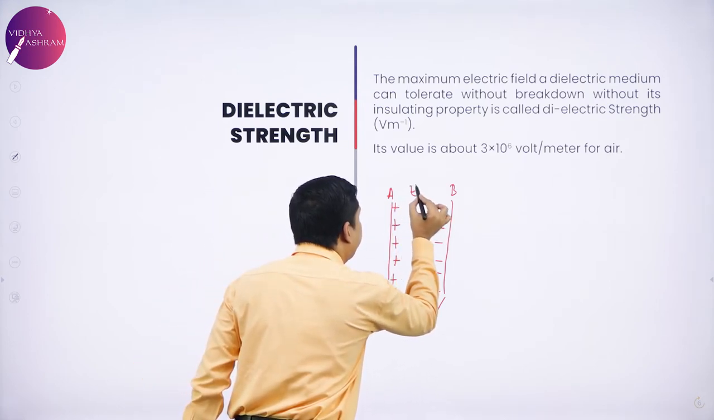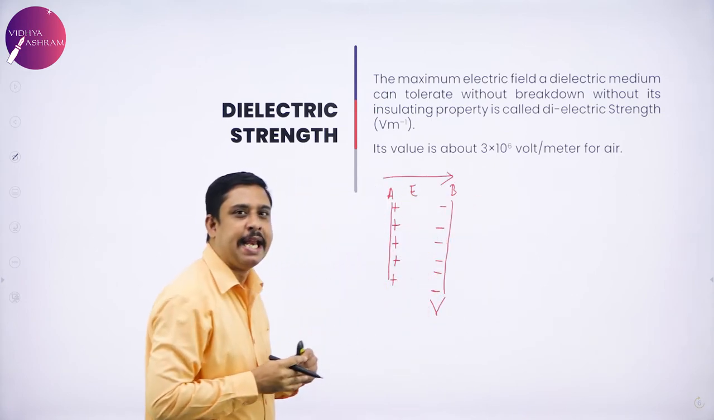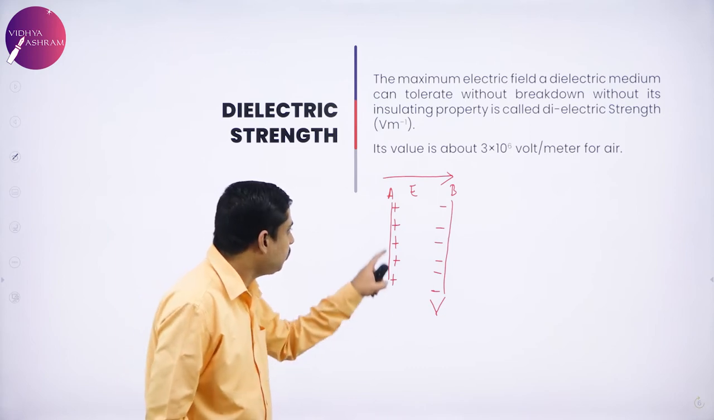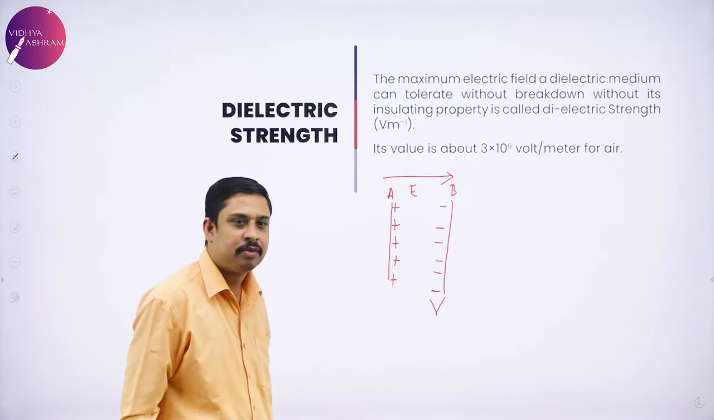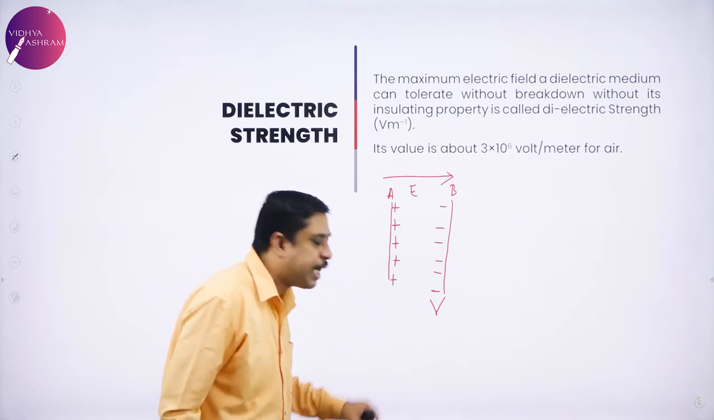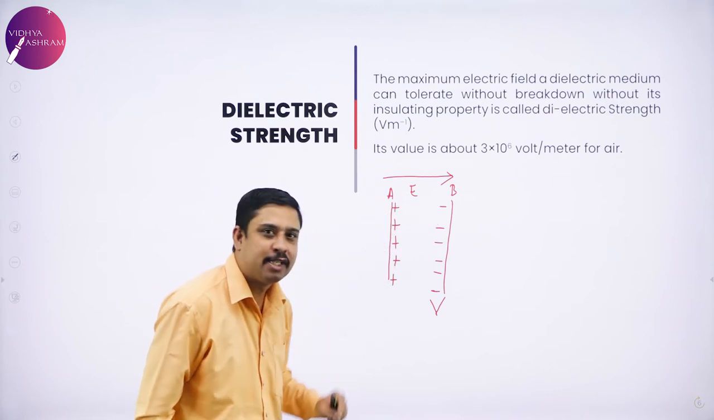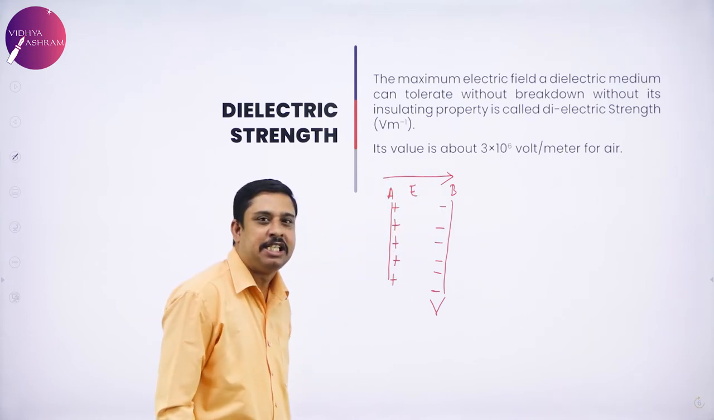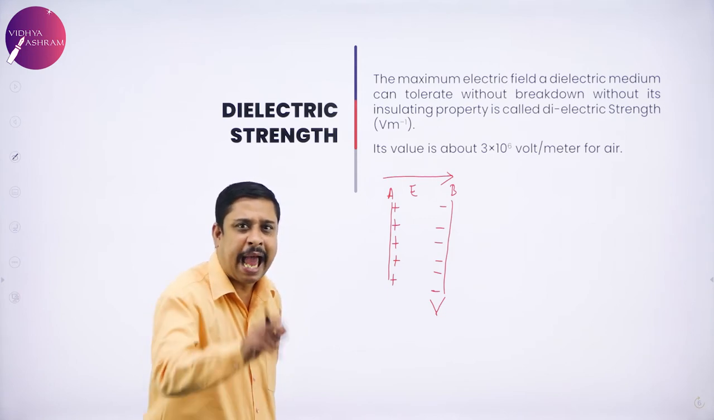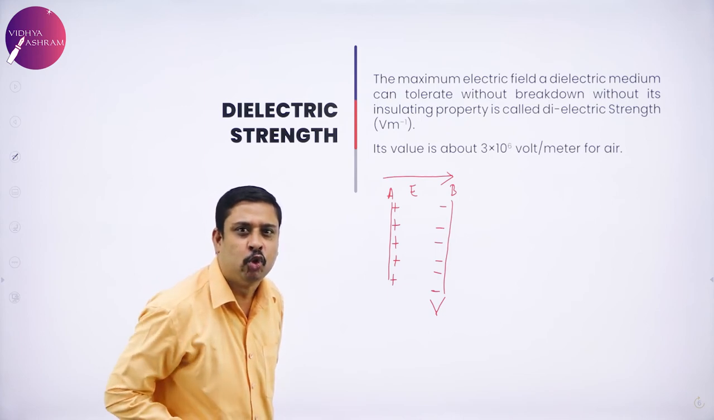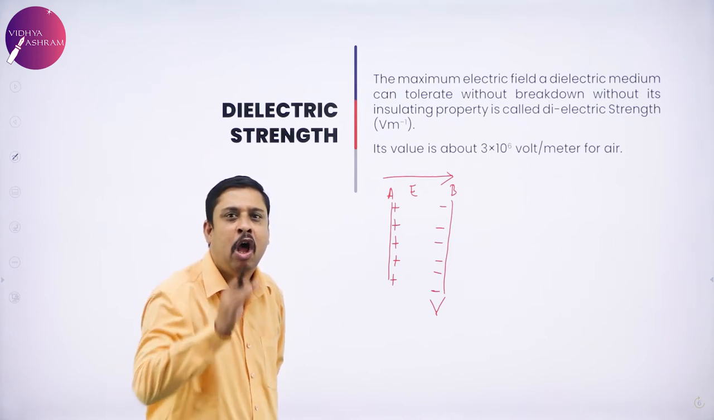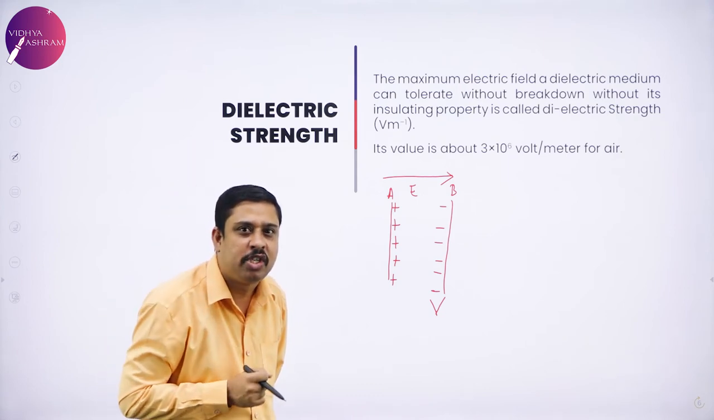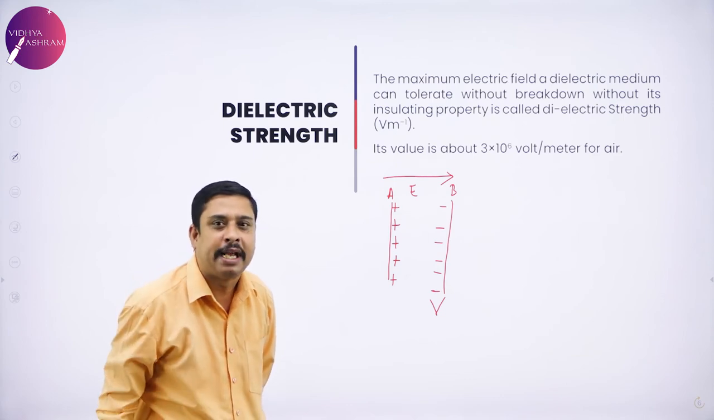What is the direction of the electric field? From the positive plate to the negative plate. I repeat, two charged conducting plates, positive, negative, maintained at a potential V. Naturally, there has to be an electric field directed from the positive plate to the negative plate. My dear friends, the actual question is, should I maintain the two plates at a larger potential or a lesser potential? Maximum potential or minimum potential?